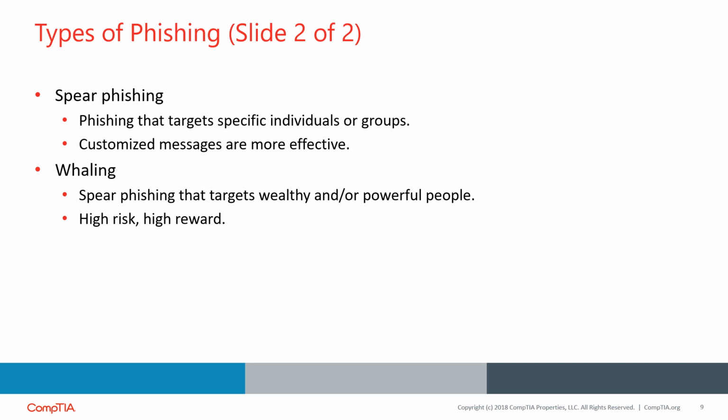Okay. And then we also have whaling. This is a form of spear phishing attack that targets particularly wealthy or powerful individuals, like CEOs, or individuals in Fortune 500 companies. The risk is higher for an attacker, as such individuals are likely to be better protected than an average person. However, the payout for the attacker will be significantly higher. For example, an urgent, phony invoice might induce a CEO to order the finance department to wire a long overdue payment to the attacker's account.